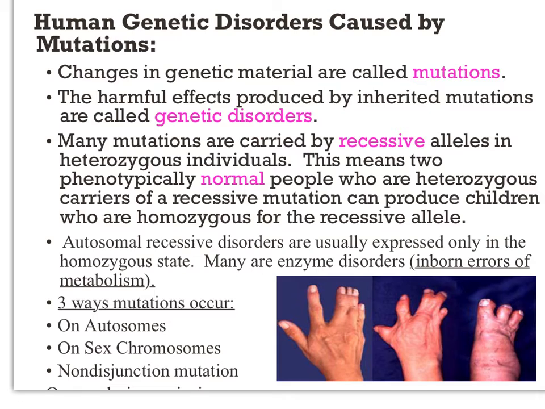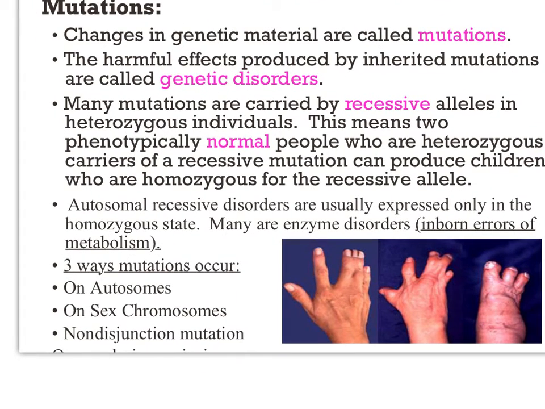There's three main ways that you will see one of these genetic disorders. They're either going to be on an autosome, so an autosomal genetic disorder, a sex chromosome, so a genetic disorder affecting your sex chromosomes, or a non-disjunction mutation, which occurs when the chromosomes fail to separate in meiosis during anaphase 1. Non-disjunction would give you a trisomy or a monosomy, like Down syndrome.